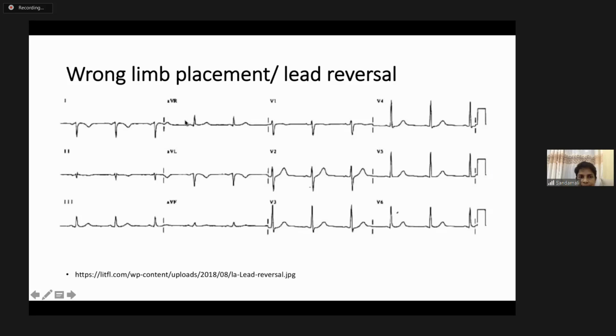There should be an S here, not an R. And if there is an R in aVR, it could be due to dextrocardia also. If that is the case, then you get R in V1, and the R wave should reduce to S in V6. But if that pattern is not here, then this is due to wrong attachment of the left upper limb and right upper limb leads. That's why you get these ischemic changes. If you attach the limbs correctly, this patient's ECG will be normal.